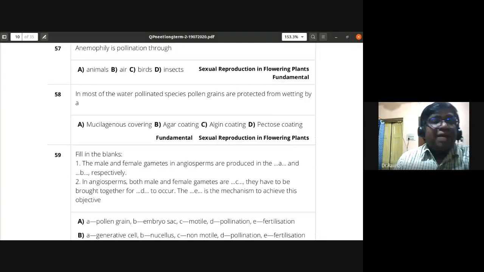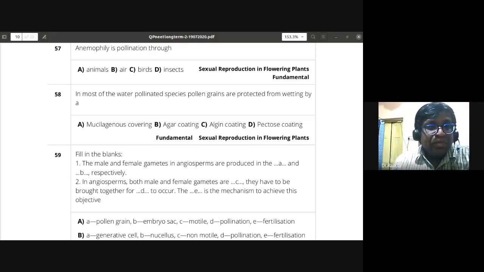57, anemophily is pollination through what? Wind, or air. So B is the answer. Anemophily is pollination through air. In most of the water pollinated species, pollen grains are protected from wetting by a mucilaginous covering. A is the answer.